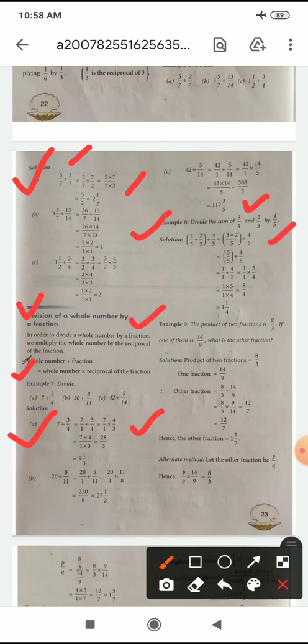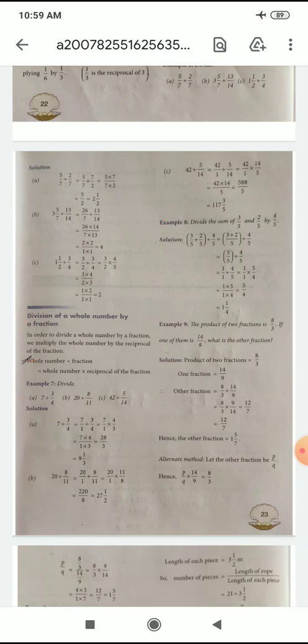Then example 9. The product of two fractions is 8 by 3. If one of them is 14 by 9, what is the other fraction? The product of two fractions is 8 by 3. One fraction is 14 by 9. Then the other fraction, we just divide 8 by 3 divided by 14 by 9. Here the result will be 1 whole 5 by 7.